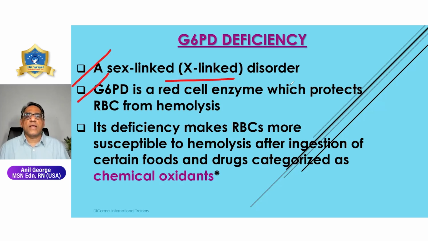It's a red cell enzyme which protects the RBCs from hemolysis. And its deficiency makes RBCs more susceptible to hemolysis after ingestion of certain food and drugs, what we call chemical oxidants. And here is a list of those chemical oxidants right here.